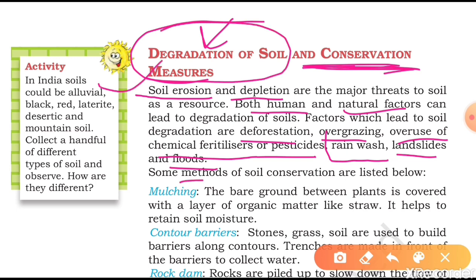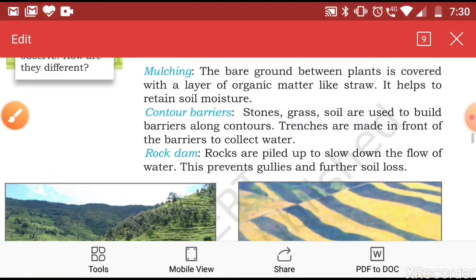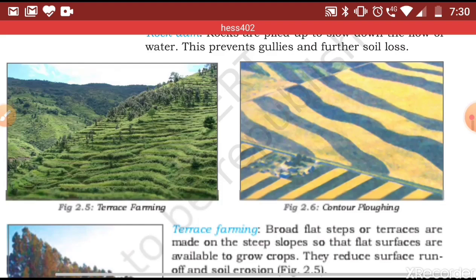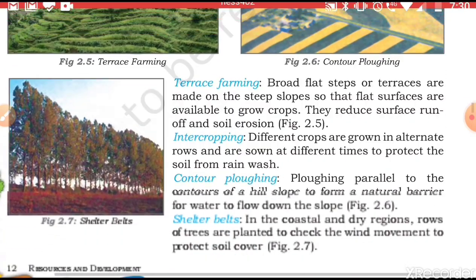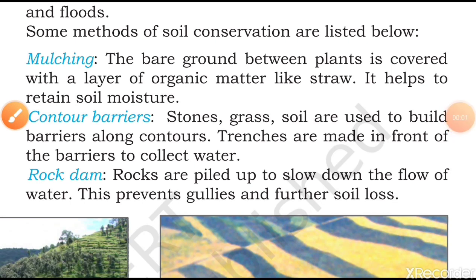Now coming to the methods to conserve soil. How can we conserve the soil? We can conserve the soil through the following methods such as mulching, contour barrier, rock dams, terrace farming, intercropping, contour ploughing and shelter belts. So the first method is mulching.